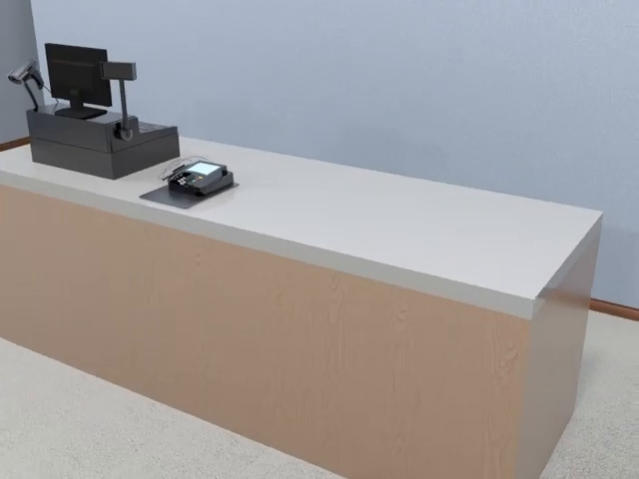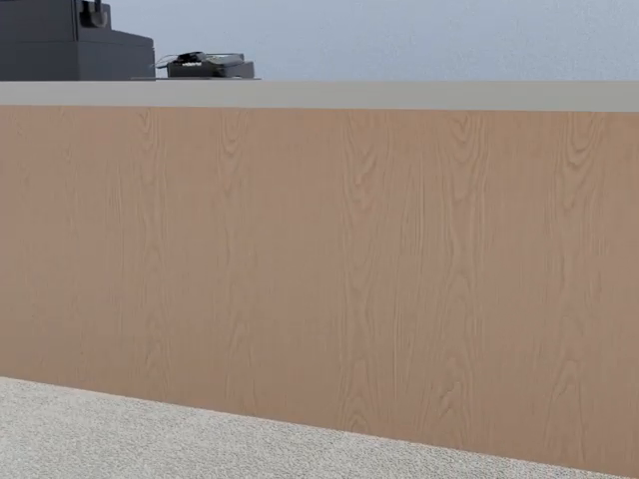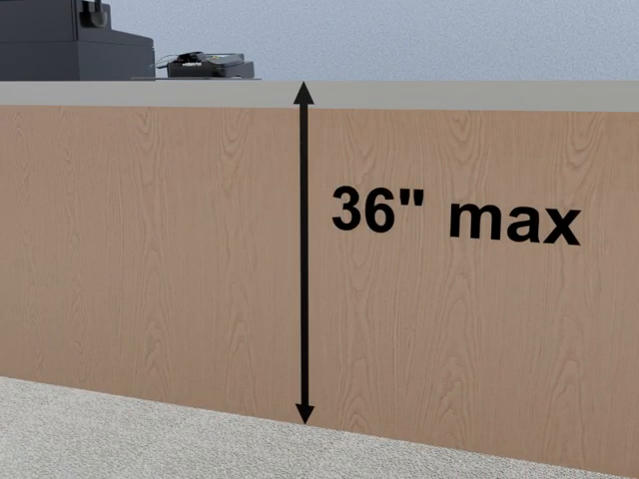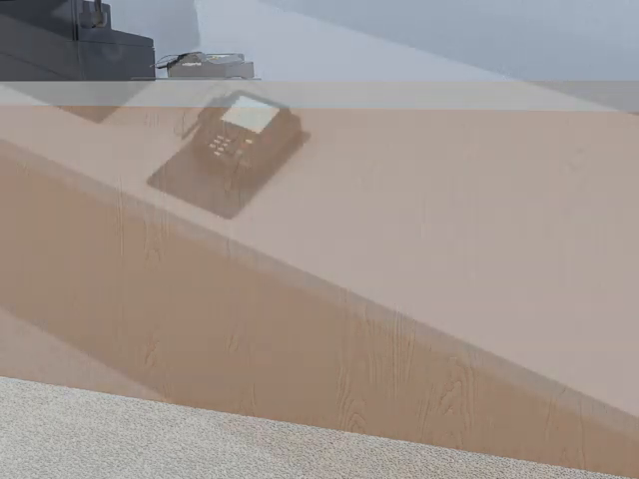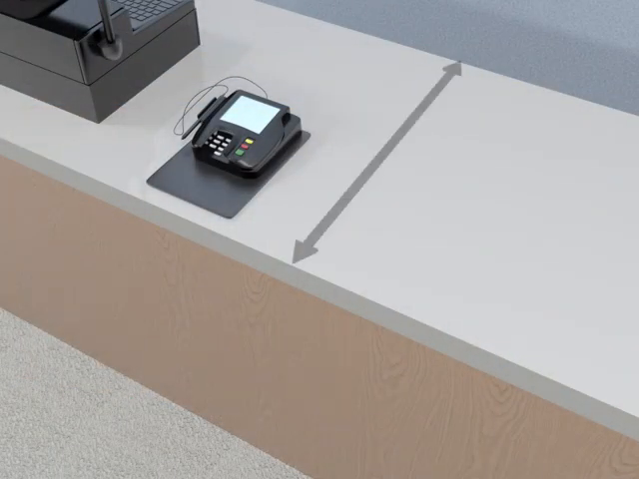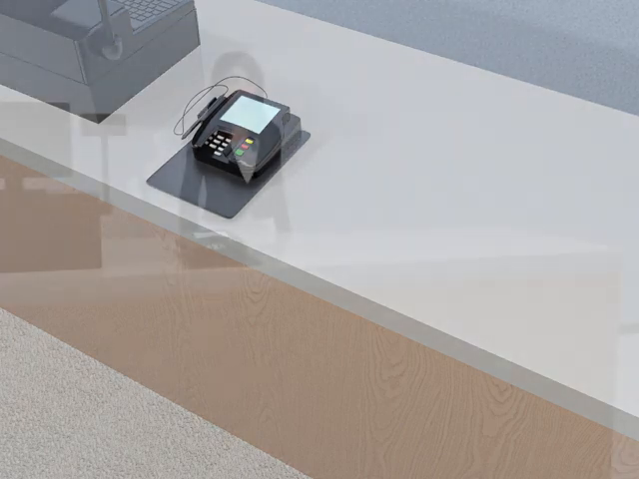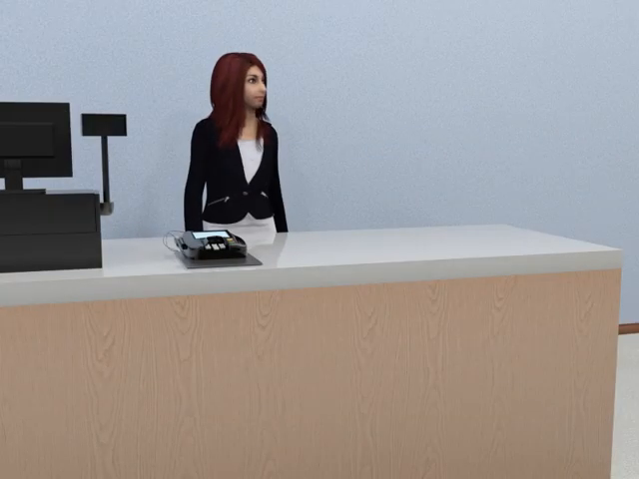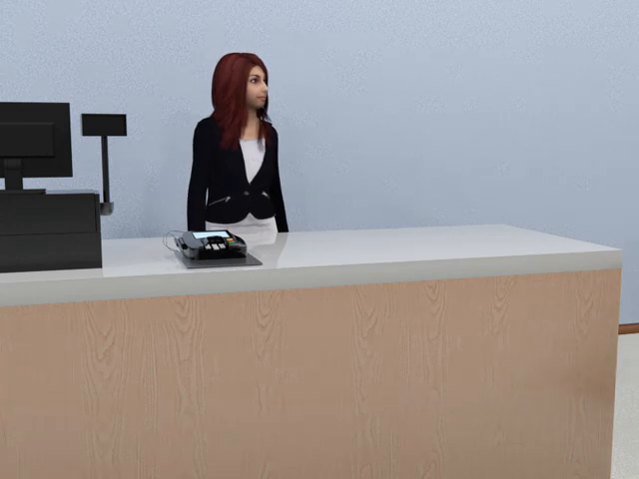The surface of accessible counters is limited to a height of 36 inches. The accessible surface must be integral to the counter and extend the full depth of the countertop for customer use. Folding or pull-out shelves cannot substitute for accessible counter surfaces in new construction or alterations.